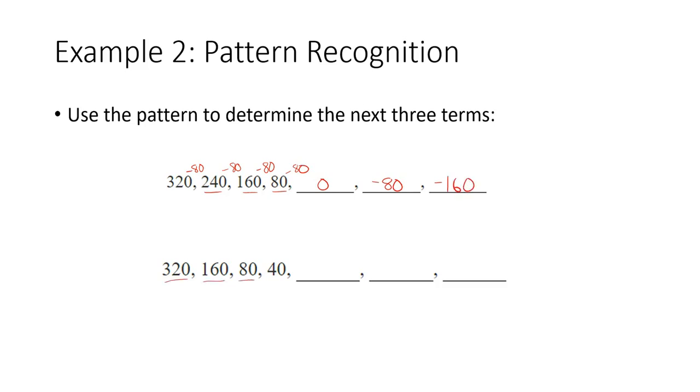Here, if we look at the numbers down here, it appears that we're dividing again. And here we're just dividing each one of these by 2. And so 40 divided by 2 is 20. 20 divided by 2 is 10. And then 10 divided by 2 is 5.